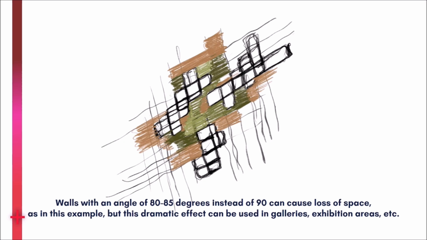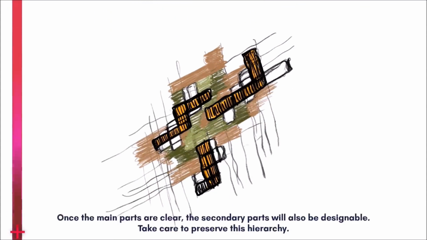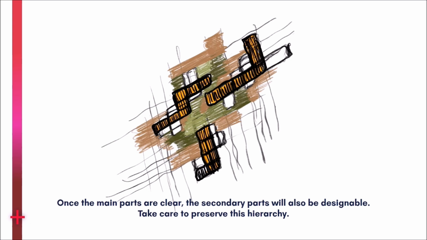Walls with an angle of 80 to 85 degrees instead of 90 can cause loss of space, as in this example, but this dramatic effect can be used in galleries, exhibition areas, etc. Once the main parts are clear, the secondary parts will also be designable. Take care to preserve this hierarchy.